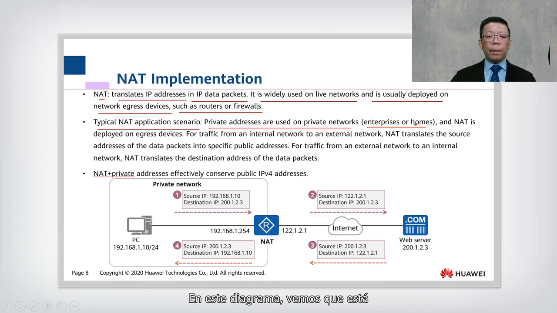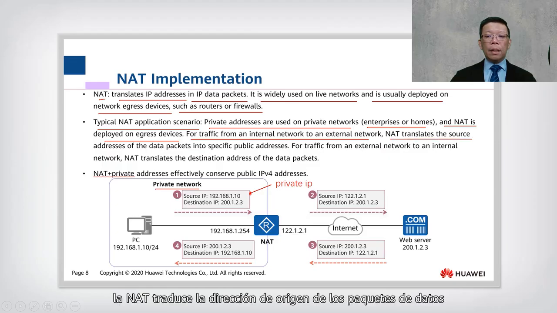So in this diagram, you can see that here we have the private network. You can also see that the source is 192.168.1.10, and this network is basically our private IP address. NAT is deployed on the egress device. For traffic from the internal network to the external network, NAT translates the source address of the data packet into a specific public address.